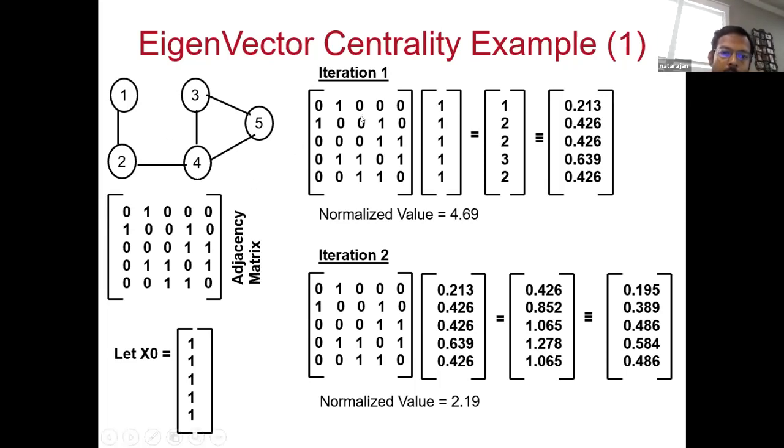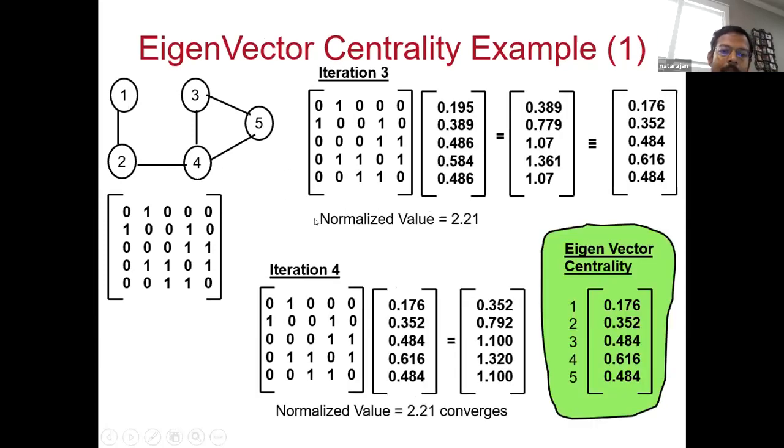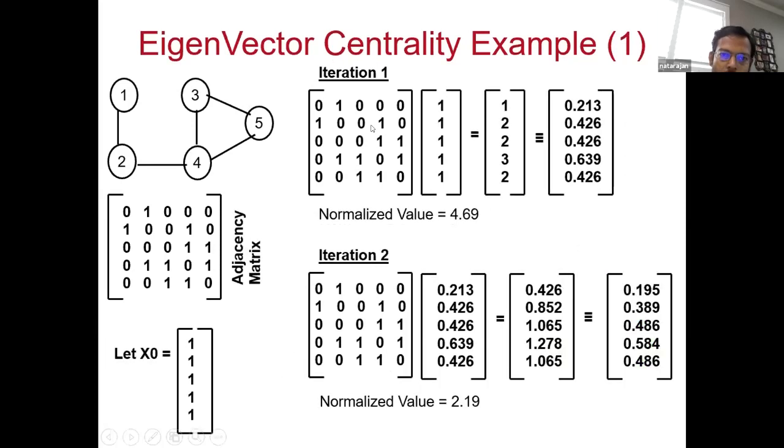For each iteration, we need to start with the adjacency matrix of the graph. An adjacency matrix of a graph is a square matrix like this. You have 5 vertices, so you have a 5 by 5 matrix, where the entry is 0 if there's no edge between two vertices, and the entry is 1 if there's an edge between the corresponding vertices. We could compute eigenvector centrality also for a weighted graph, where the entries will be the edge weights.